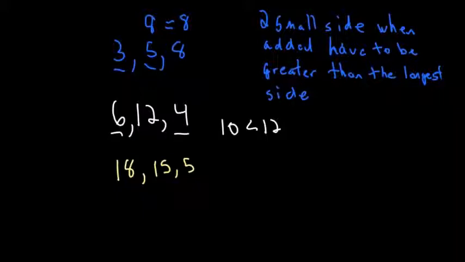And the last one, my two short sides are 15 and 5. So 15 and 5 make 20. 20 is greater than 18. So those three lines can actually make a triangle. So if your two small sides don't add up to something greater than your longest side, then your lines can't make a triangle.